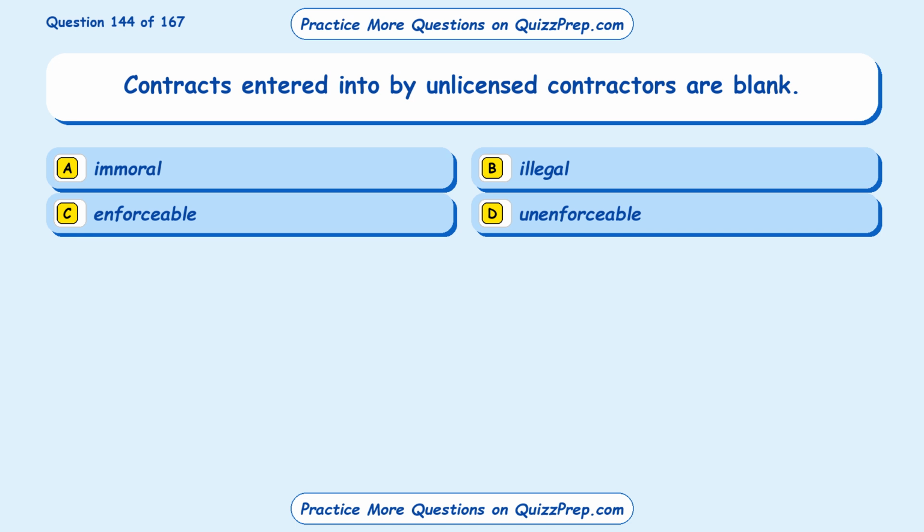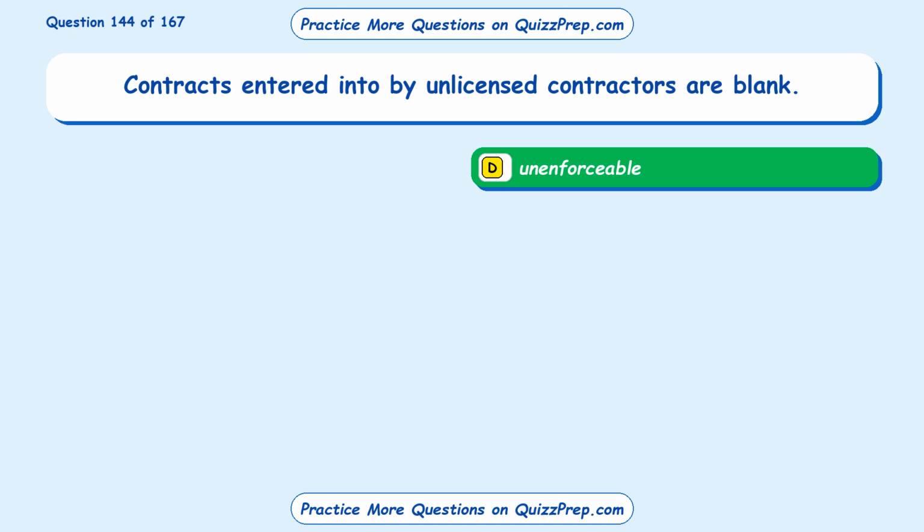Question 144. Contracts entered into by unlicensed contractors are blank. Option A, immoral. Option B, illegal. Option C, enforceable. Option D, unenforceable. The correct answer is option D, unenforceable.